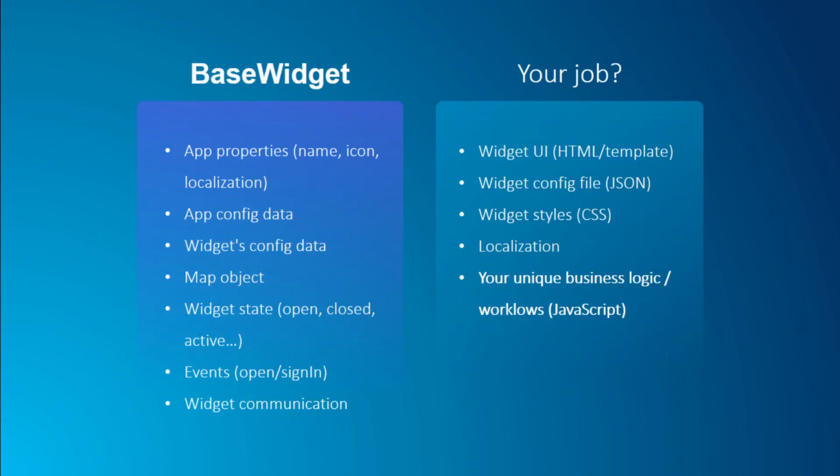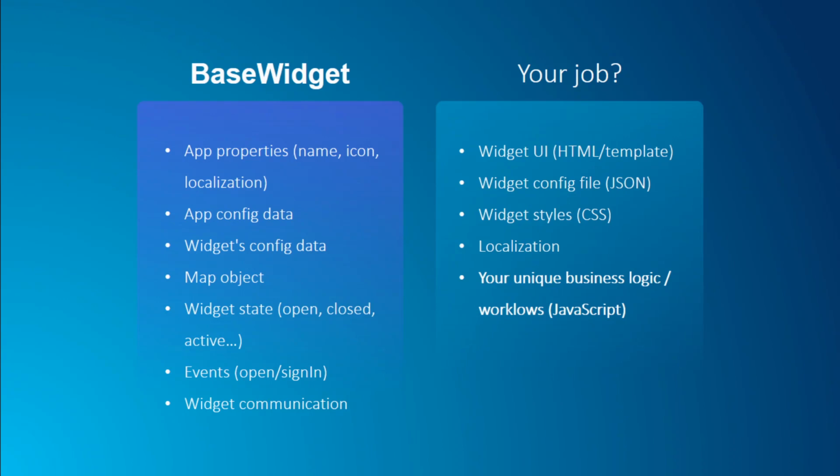So base widget, in addition to those lifecycle functions that I was just talking about, provides you with a lot. It gives you access to the app properties, like the name, the localization, etc. It provides you with the widget's config. It provides you with an instance of the map object. So if you're used to the JavaScript API, you can access the map really easily. It's just this.map. It gives you the widget state. It gives you events. It gives cross-widget communication now that we've just implemented that over the past year. So it gives you a lot.